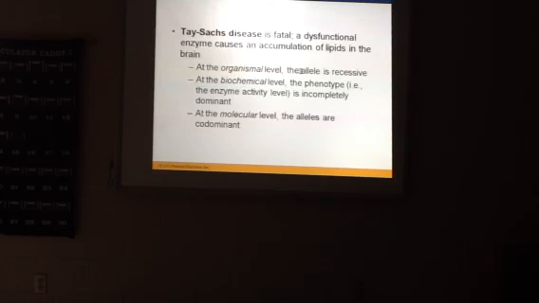Tay-Sachs disease is a fatal dysfunctional enzyme that causes an accumulation of lipids in the brain. And lipids, remember, are fat cells. At the organismal level, the allele is recessive. At a biochemical level, the phenotype, for example the way the enzymes act, is incompletely dominant. And at the molecular level, the alleles are codominant. So depending on how you look at the phenotypes, the levels, it depends on how you are going to determine if it's dominant or recessive.